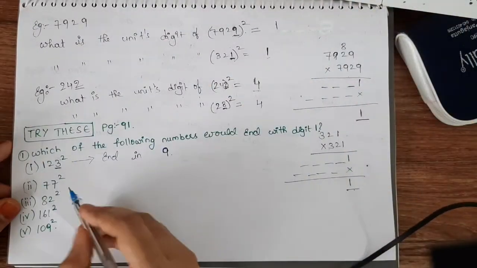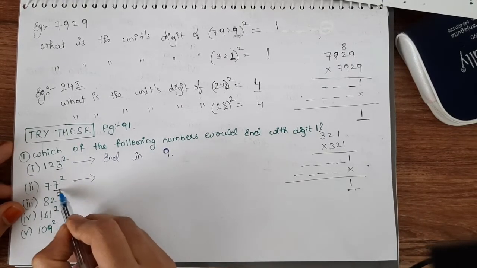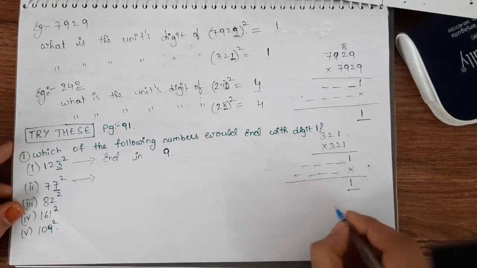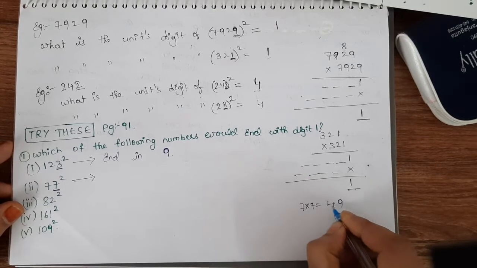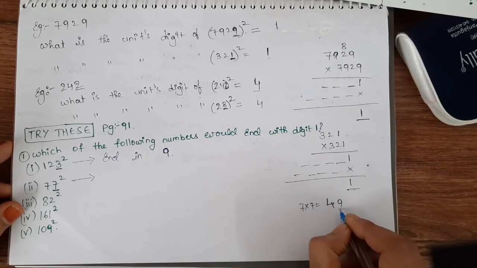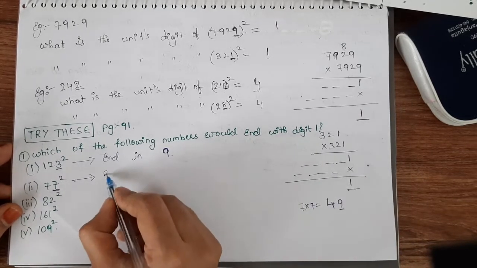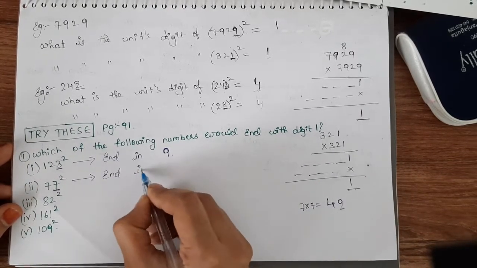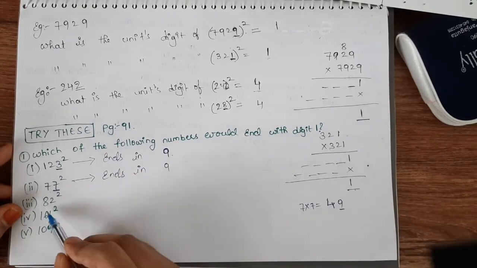Next question. The next question is 77 square. Just do the square of the units digit. What is 7 into 7? 7 into 7 is 49. So what is the units digit of 49? It is 9. So 77 square also will end in 9.